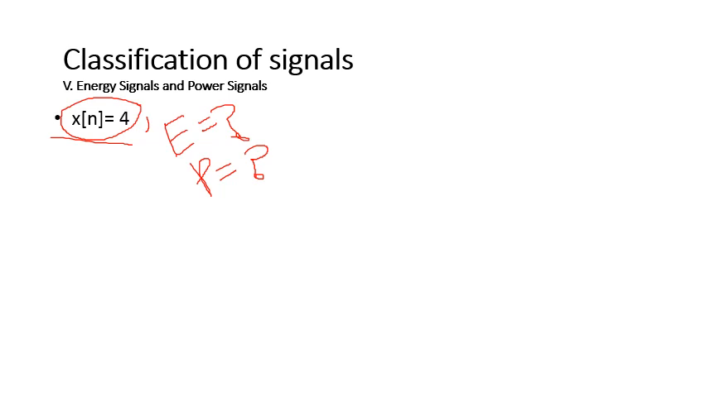I think you can plot it and you know that, because it's a constant signal, irrespective of the value of n, it's always 4. So if I plot this signal, at 0 it has value 4, at 1 it has value 4, at 2 its value is equal to 4, right?